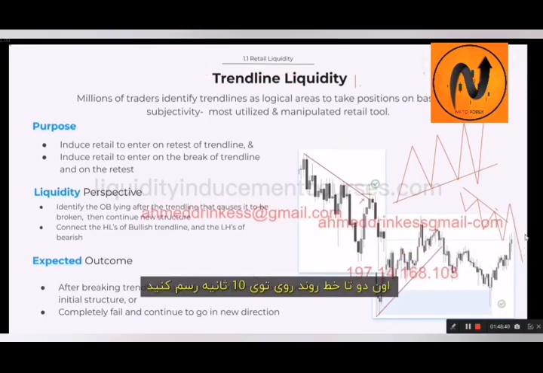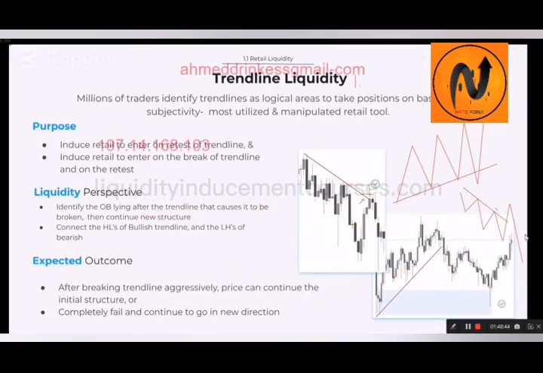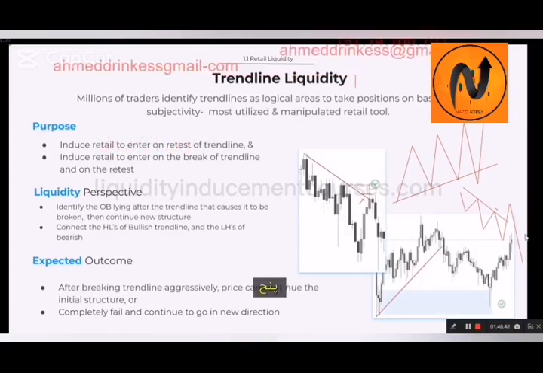In 10 more seconds, draw those two trend lines. I'm going to draw the other setup. We get right to it. 5, 4, 3, 2, 1. Great.